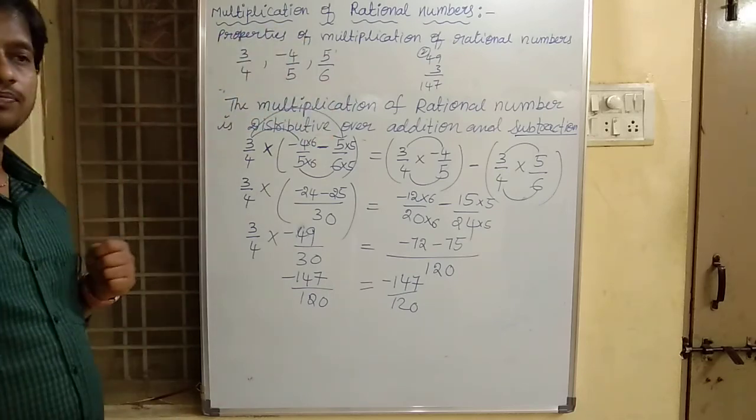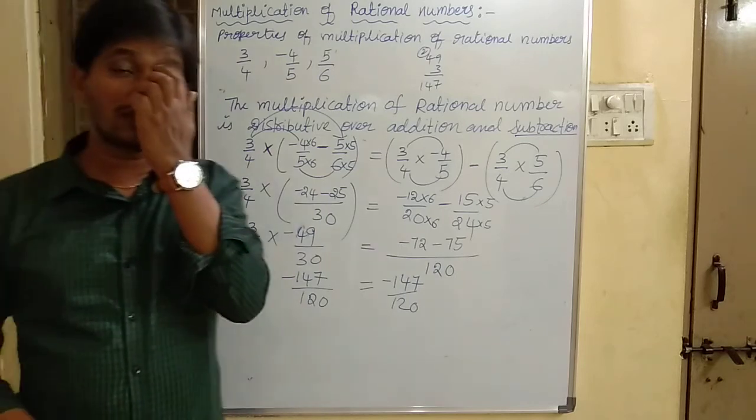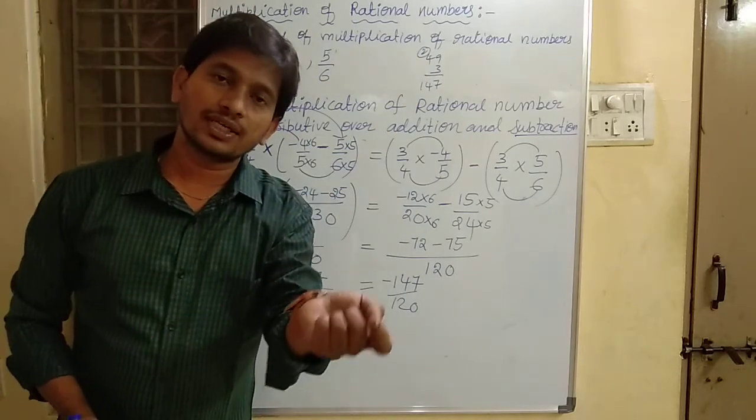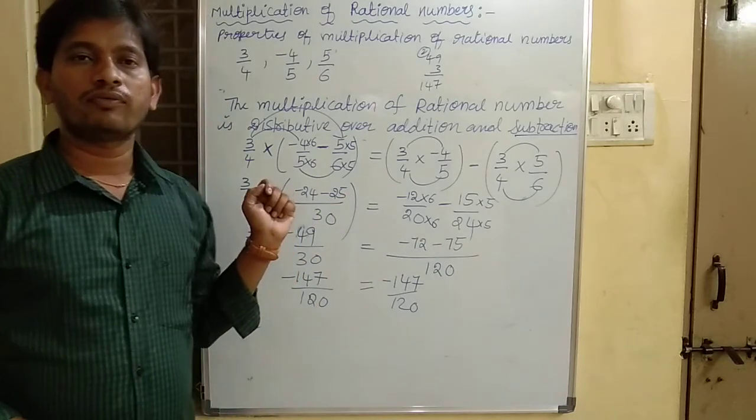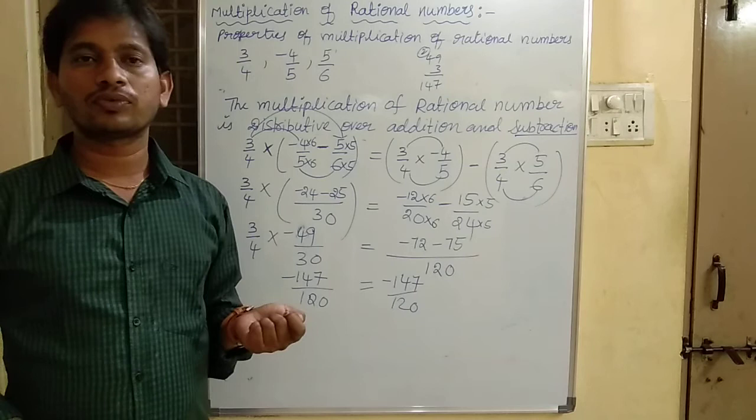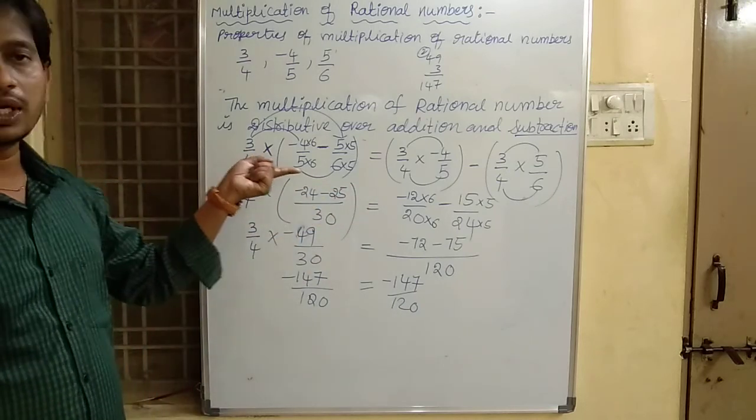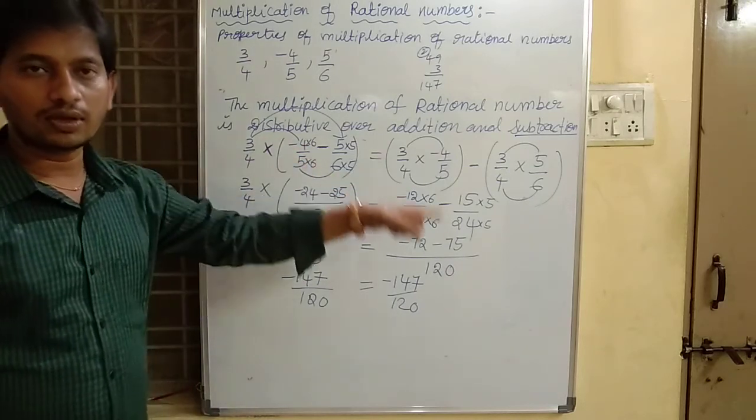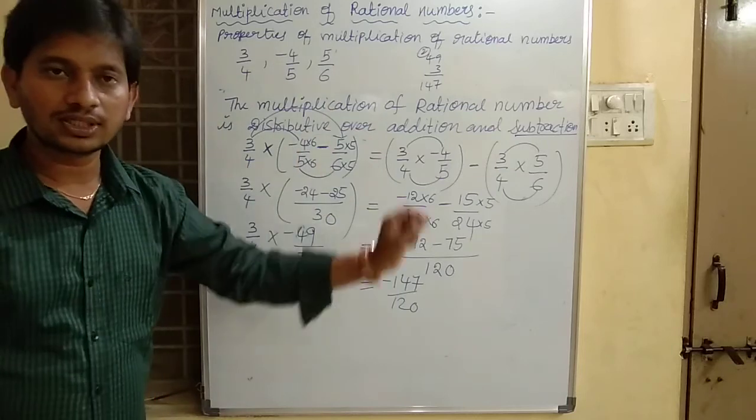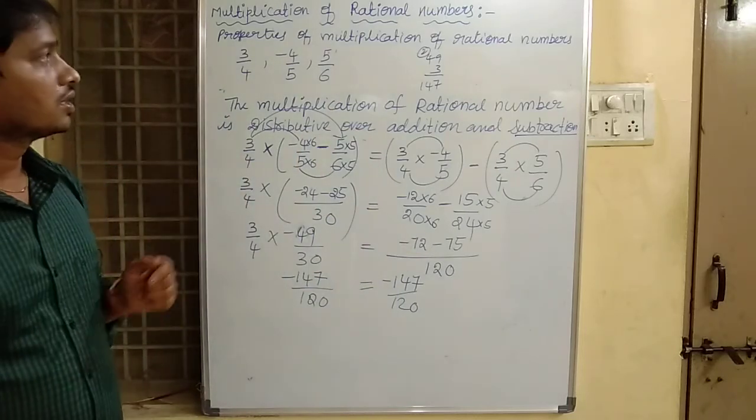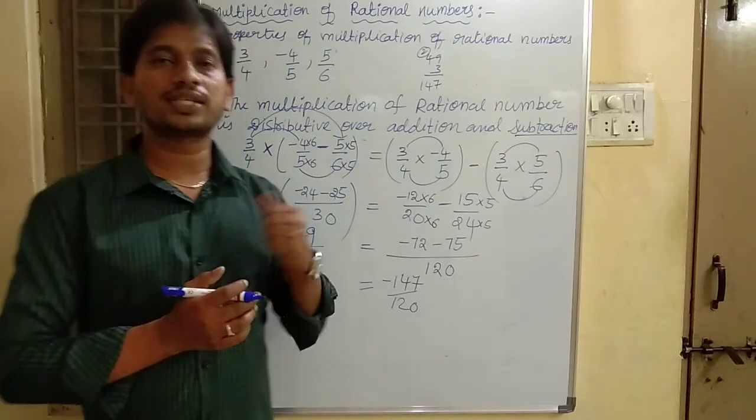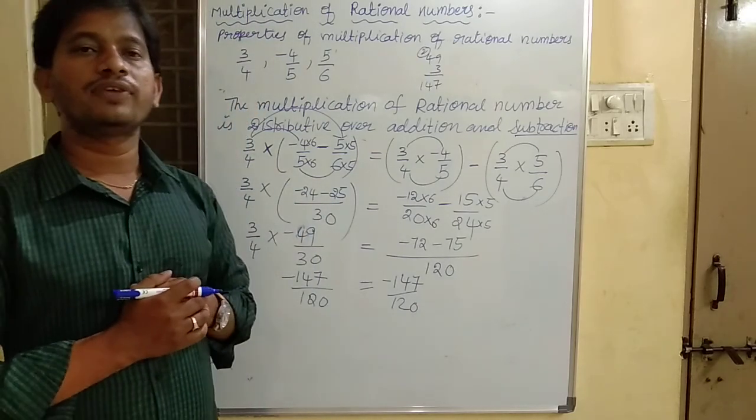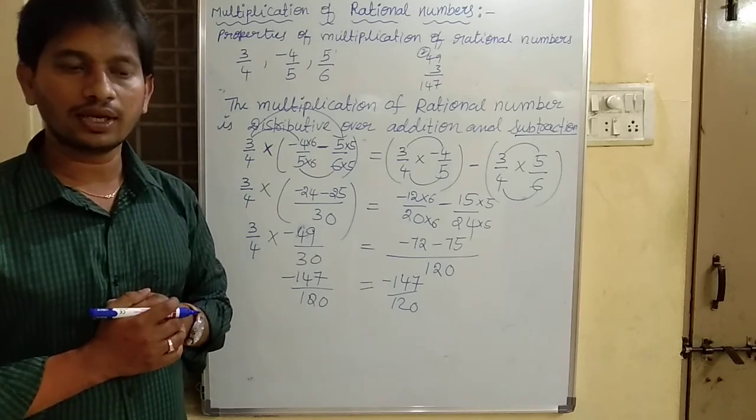The multiplication of rational numbers is distributive over addition and subtraction. This property is very, very important. When we are doing calculations, we have to use this property, distributive property over addition as well as over subtraction. Okay, so I hope you understood today's session. In the next session, we will discuss division of rational numbers. Okay, thank you.